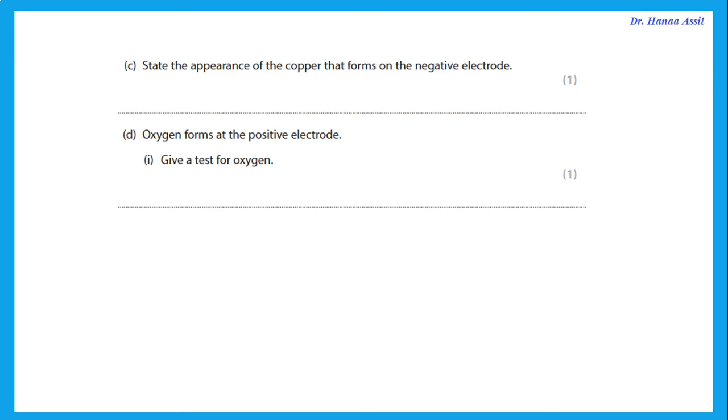State the appearance of copper that forms at the negative electrode. Of course, what forms is copper metal, and you should know the appearance of copper metal. What is the appearance of copper metal? It's a red-brown solid.